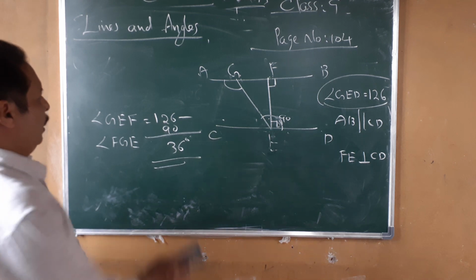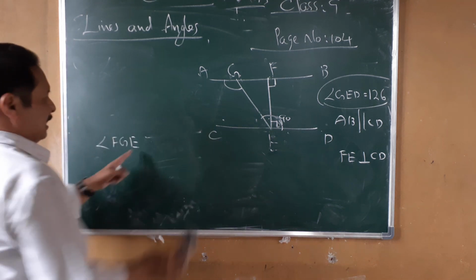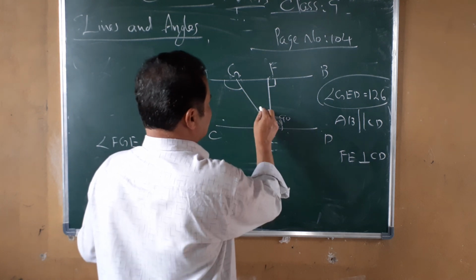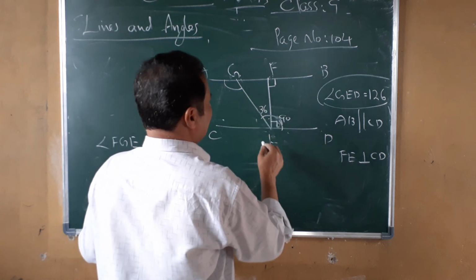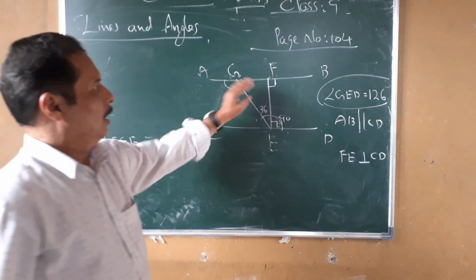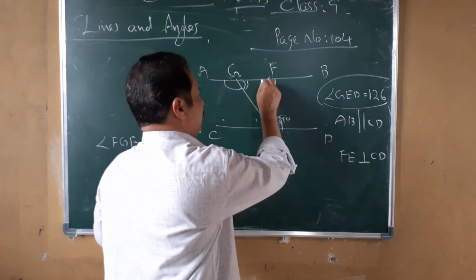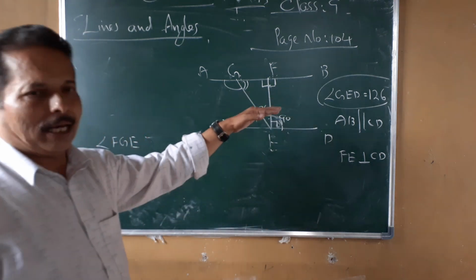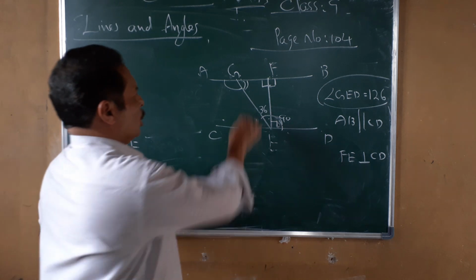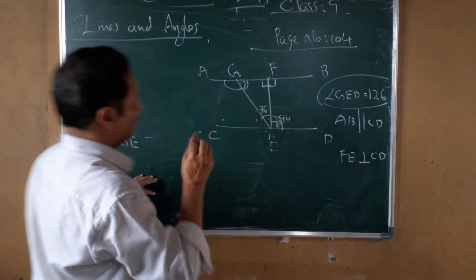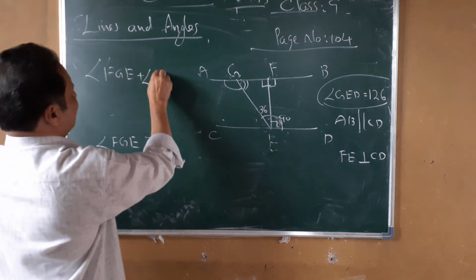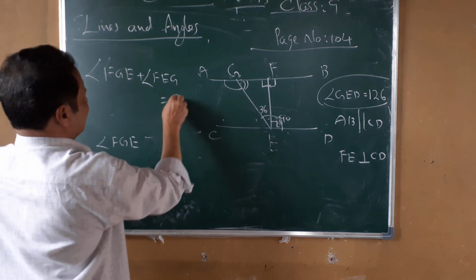It's clear. Next, the third answer, that is FGE. Now, this is 126, this is 36, and FGE is this angle. How can we find that angle? Already you know this is 90 degrees, so this is also 90 degrees. They are linear. Otherwise, it is perpendicular, that's given. So the sum of these two angles is 90 degrees. Otherwise, FGE plus FEG is 90.